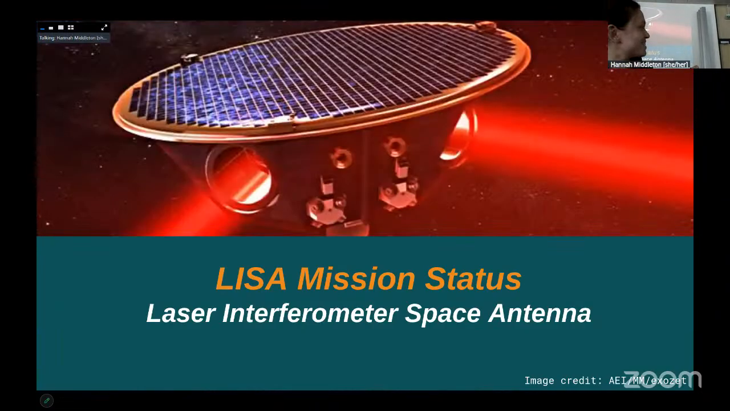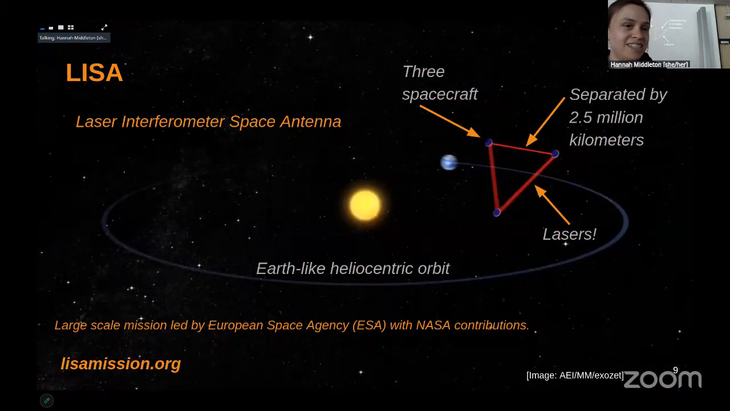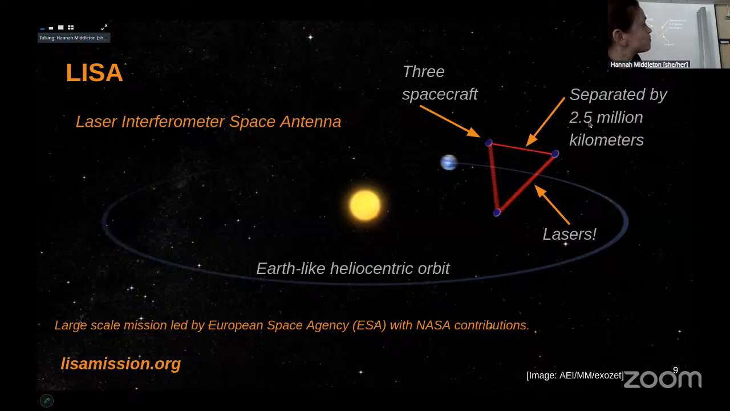Okay, so now we'll get to LISA. So LISA is the Laser Interferometer Space Antenna. It will be 3 spacecraft separated by 2.5 million kilometers, and it will be in an Earth-like heliocentric orbit. It's a large-scale mission led by the European Space Agency with NASA as well.